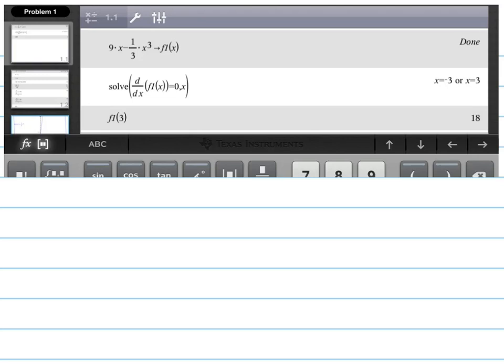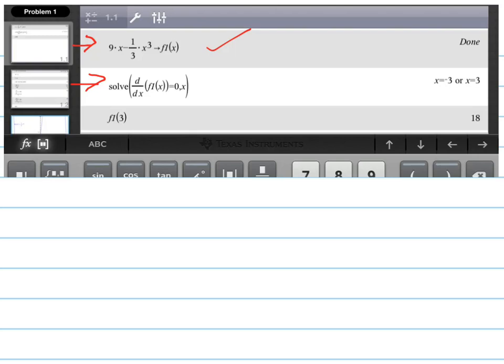Now we're going to look at the technology solution. How easy is this, guys? What we've done is we've basically defined f1 of x as that function. I'm using x now, not t, because it's just more convenient on the calculator. Good show. Now we're going to do a solve statement, which is from the algebra menu. I don't even care what the derivative is. I'm just putting it straight into the calculator as solve d by dx of f1 of x equals 0, comma x. That means for x.